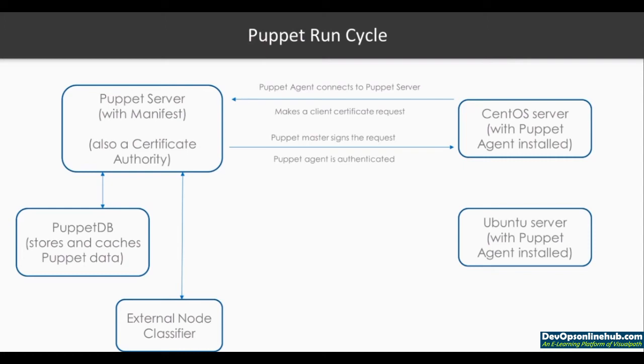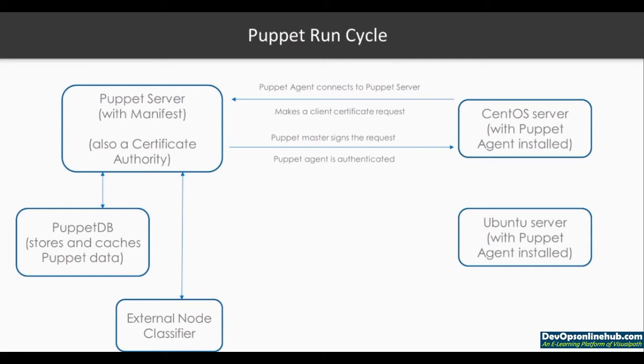There are two steps of the run cycle. The first one is authentication. All Puppet communication between the server and the agents takes place through Secure Socket Layer or SSL. The Puppet server also acts as a certificate authority which signs certificate requests from the clients. This prevents agents from requesting catalogs from rogue servers and servers providing catalogs to rogue clients.